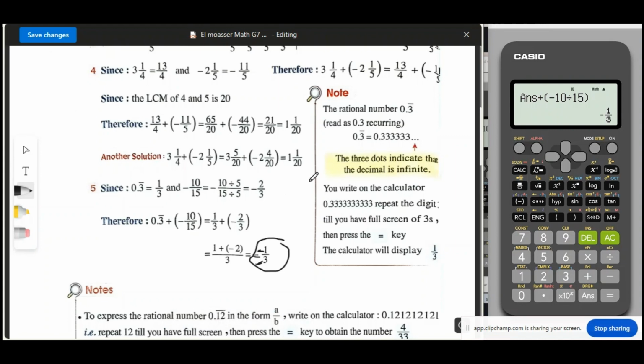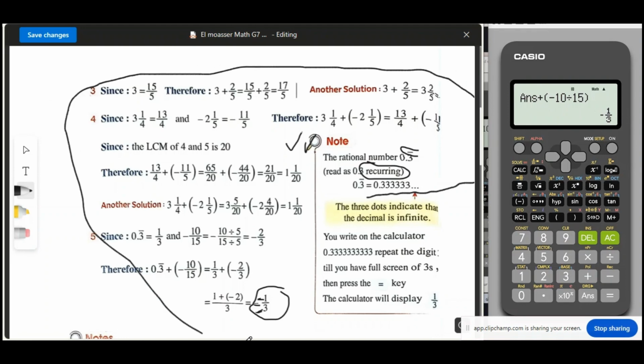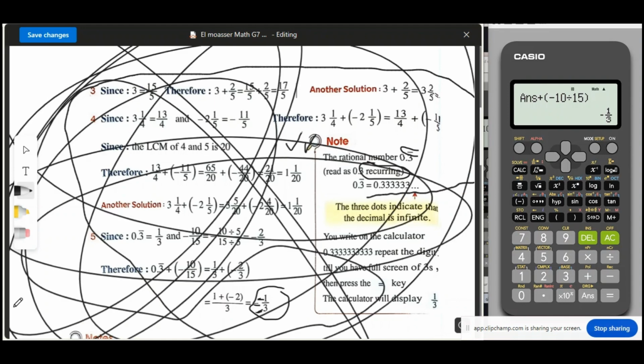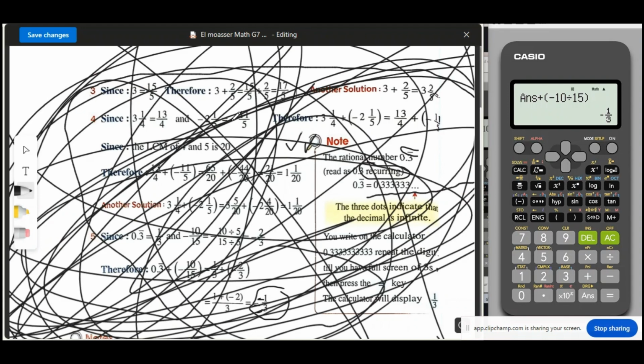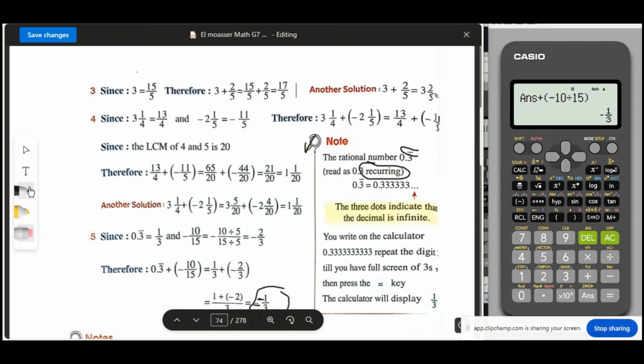Now, let's hear a very important note, guys. You should notice, as we know, the rational number 0.3 recurring. The line up there means recurring. Recurring means that it's repeating a lot. So 0.3 recurring means 0.333333. There's no end. Look, 33333333333. There's no end. I even finished my book. Look, I finished the page.